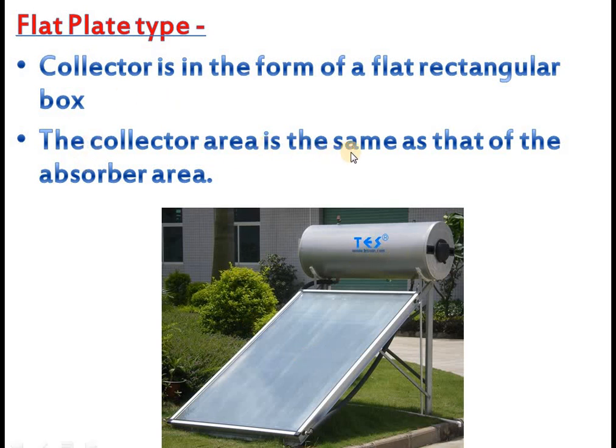Here the collector area is the same as the absorber area. What do you mean by that? The entire black surface absorbs the radiation and converts it into heat energy, so we say the collector area is the same as the absorber area. But in certain other devices, the collector area and absorber area may be different; we will show that later. This collector collects the whole heat energy and transfers it to the liquid. There will be some liquid flowing through pipes connected here.